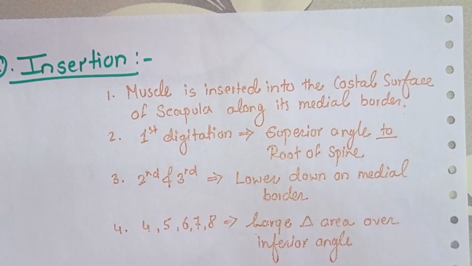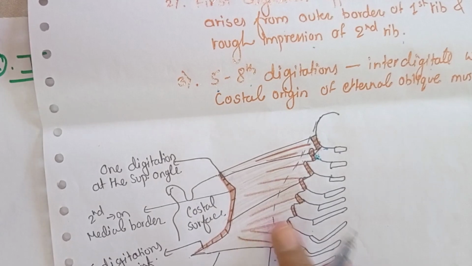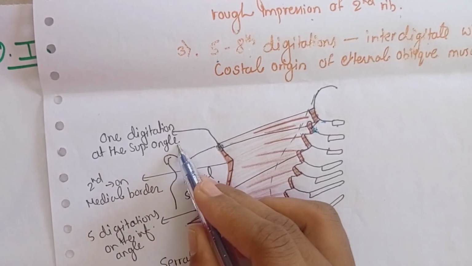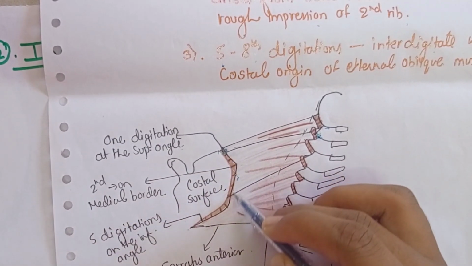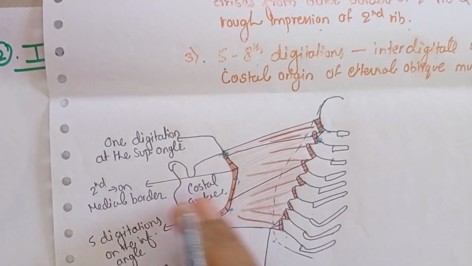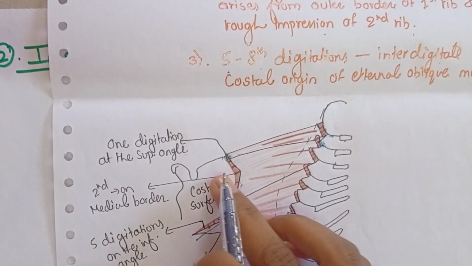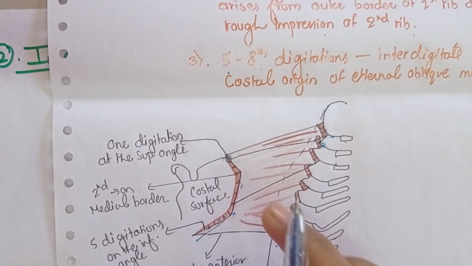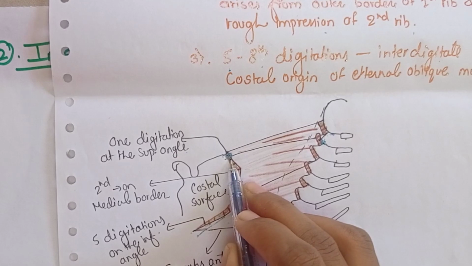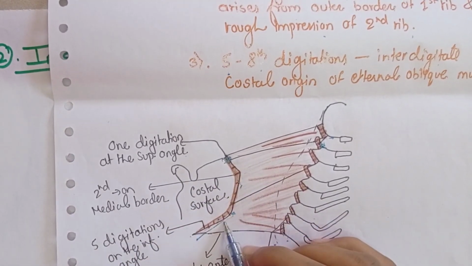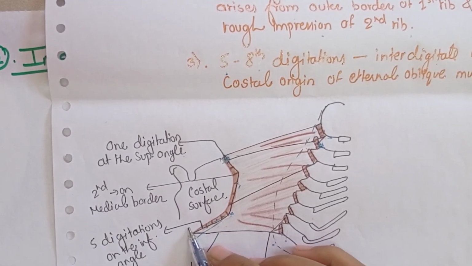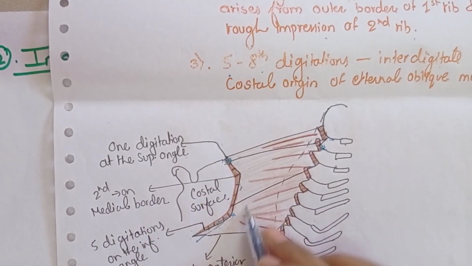Now diagrammatically, we can show that here the first digitation is at the superior angle, and all the total 8 digitations of the serratus anterior get inserted to the medial border of the costal surface of the scapula. At the superior angle the first digitation gets inserted, then the second on the medial border, and the remaining 5 digitations on the inferior angle of the scapula, that too on the medial border.